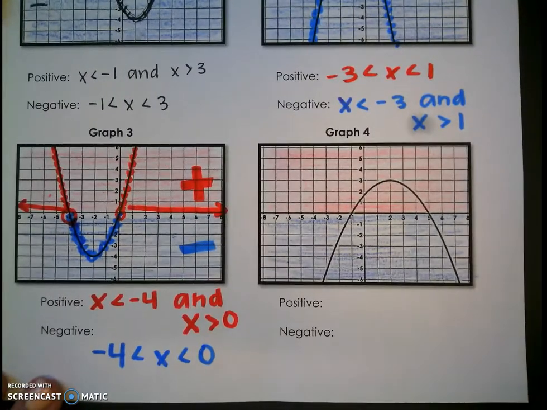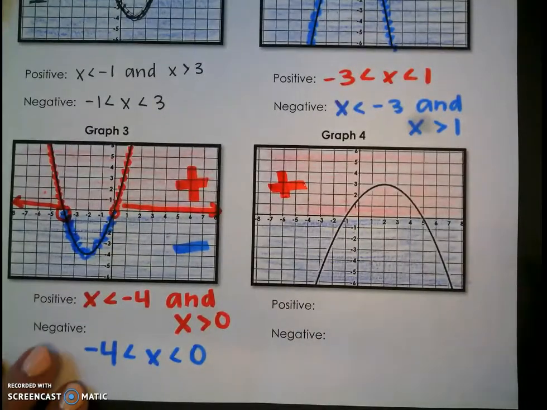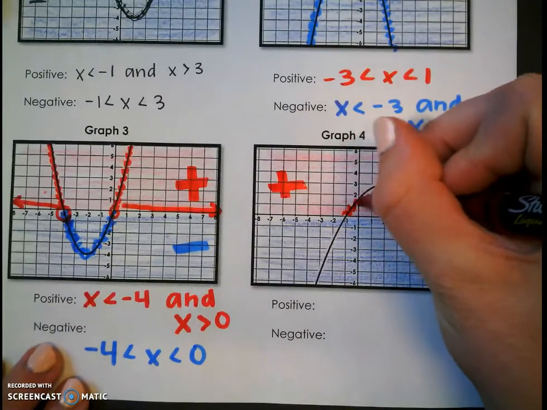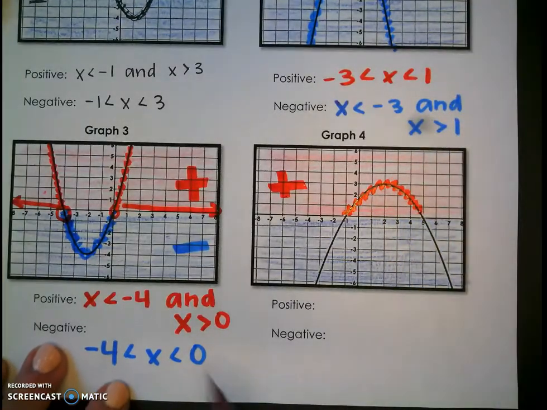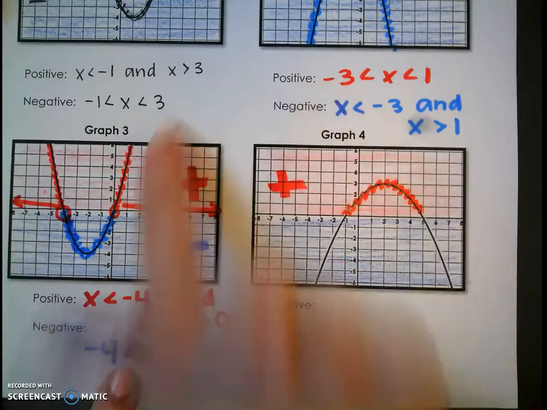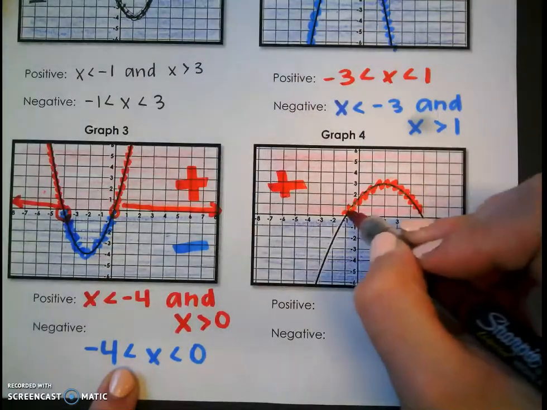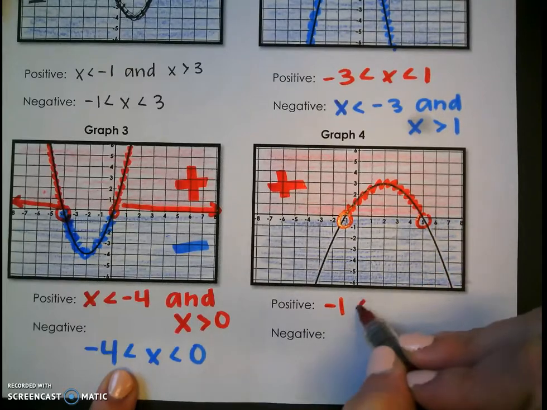One more. So my positive side, it's on top. This has one big positive section. So remember, when it's one section, it's going to be written in this weird inequality like these. It's positive from -1 all the way up to 5.